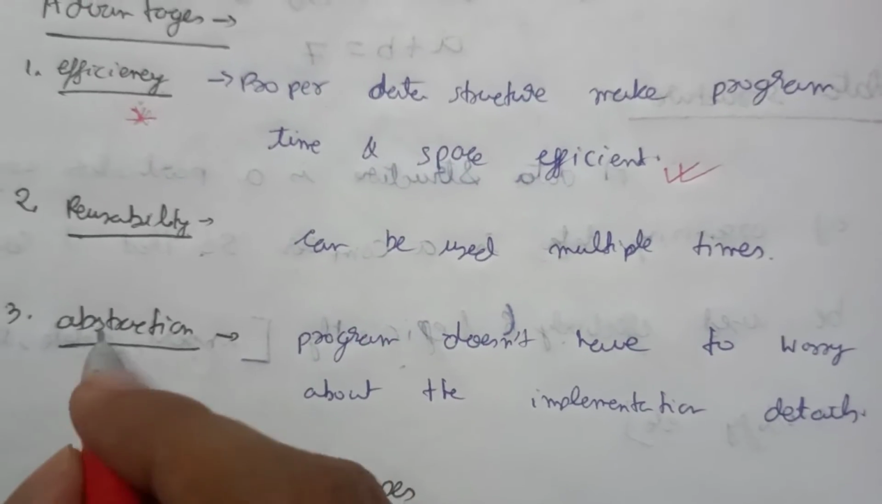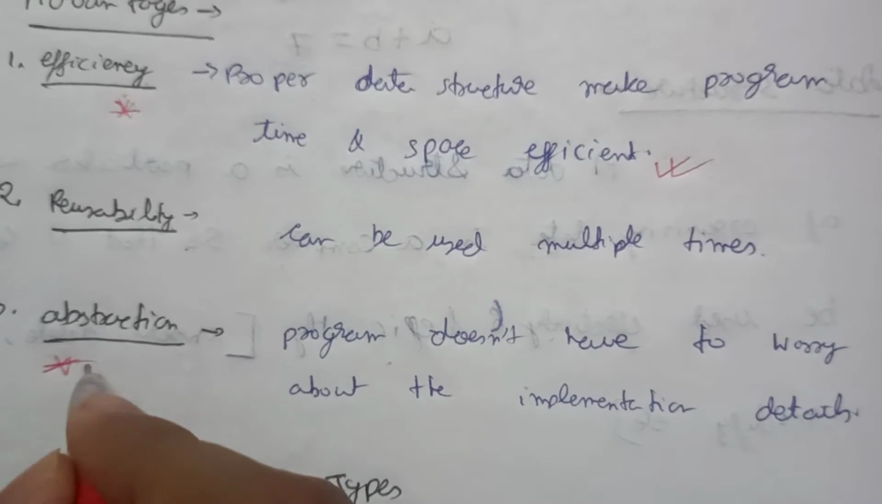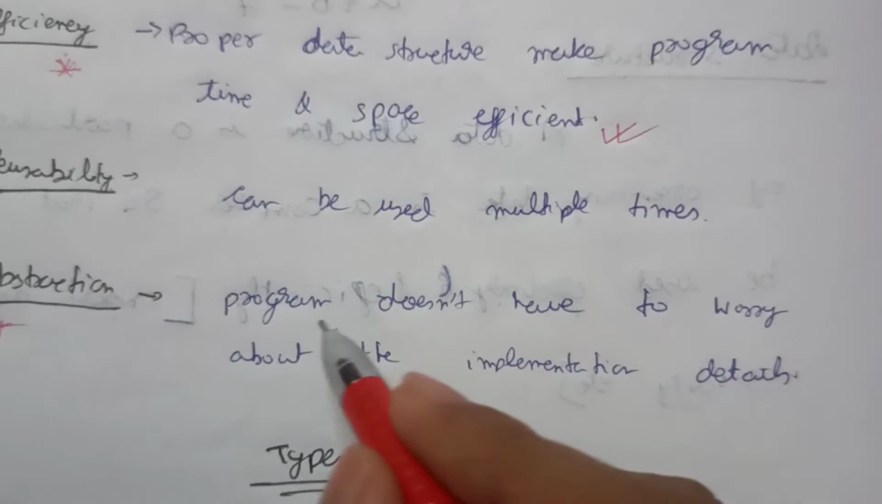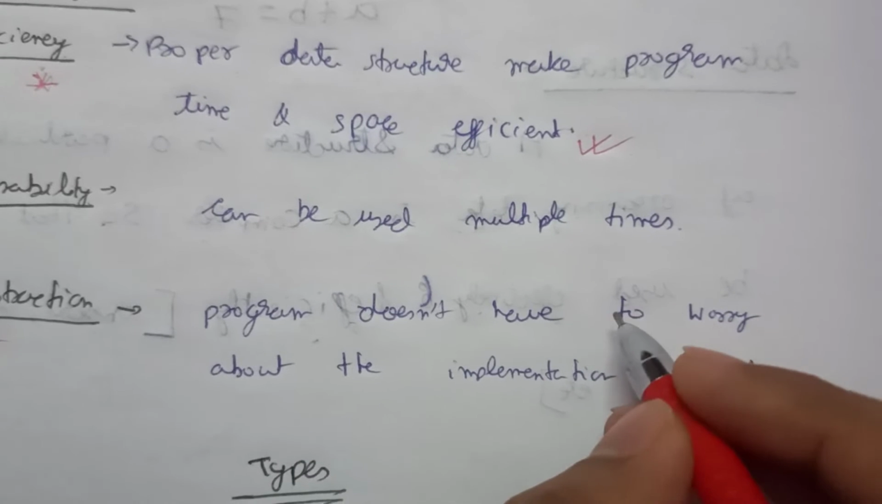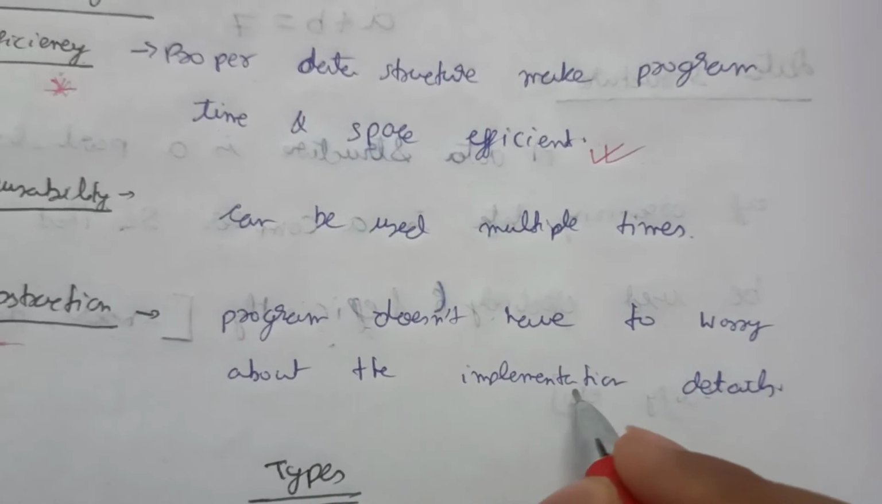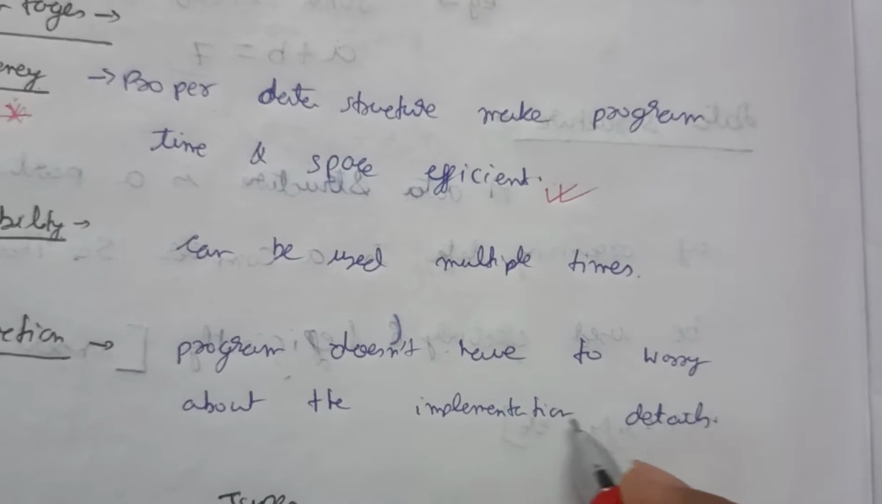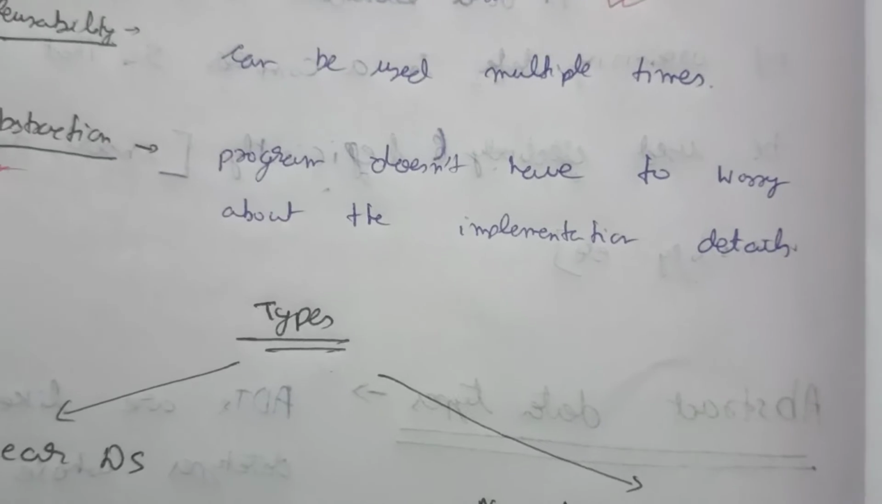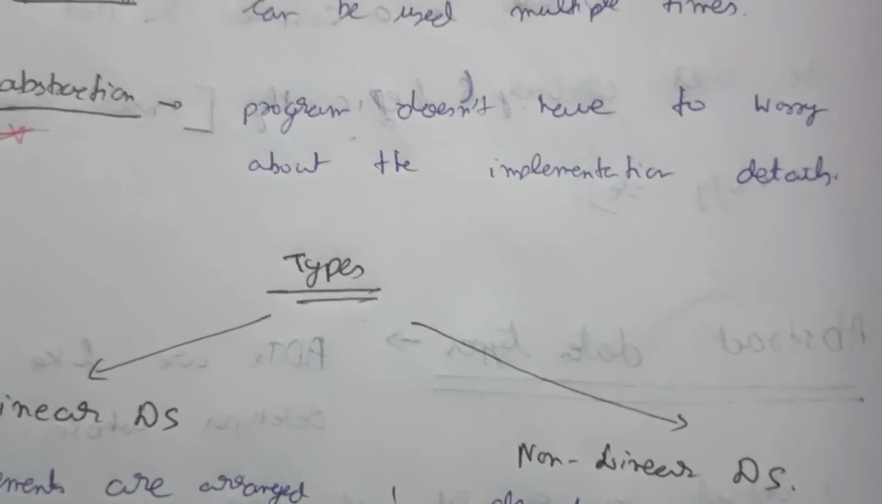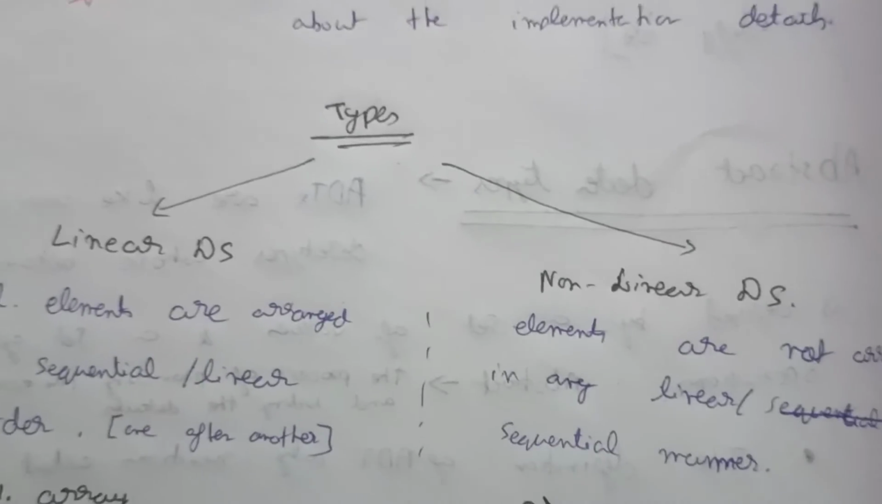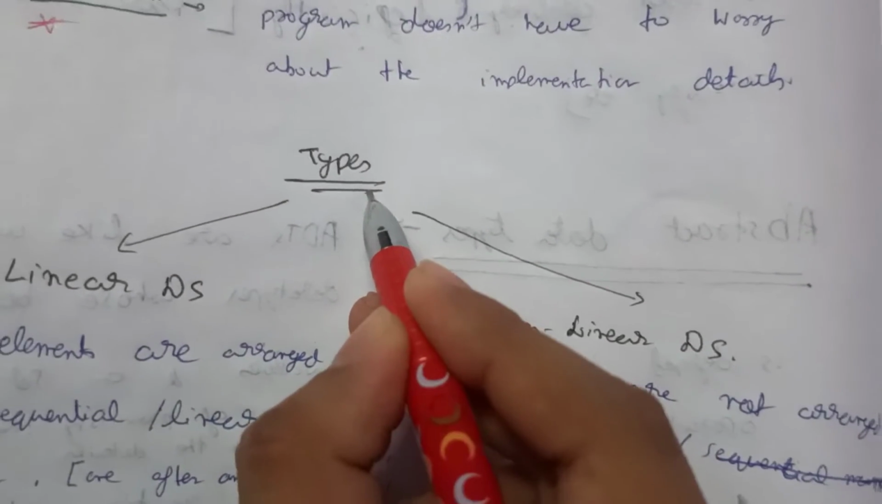And the last part is abstraction. That is the whole point where abstract data type comes into play. So programs don't have to worry about the implementation details. The program does not worry about how we implement our data structure, it only uses it and does not care about the implementation. So now let's come to an interesting part, that is the types of data structure.